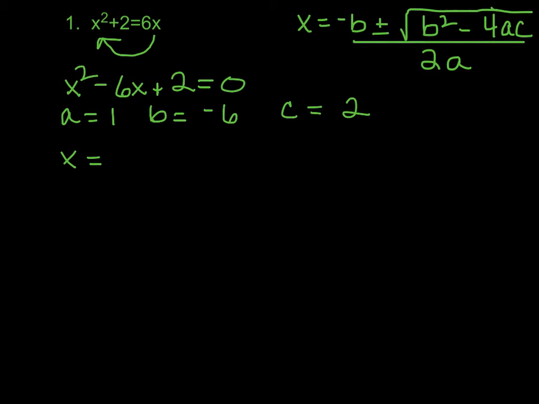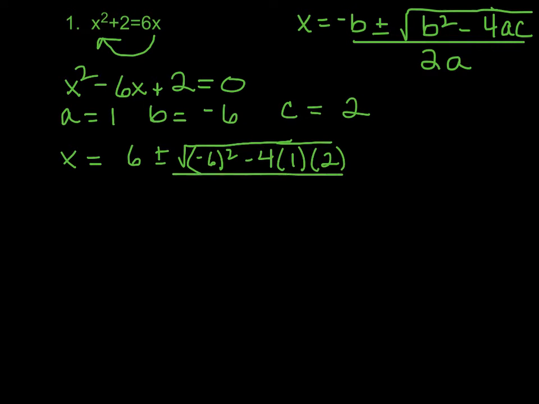So it says x equals negative b. Well, if we look, our b is negative 6. So if we negate a negative 6, we'll end up with a positive 6. Then we write plus or minus. Then we put a big square root symbol. And then we're going to do b squared. So negative 6, that quantity squared, minus 4 times our a value, which is 1, times our c value, which is 2. And then that whole quantity is going to be over 2 times a. Well, our a value is 1.